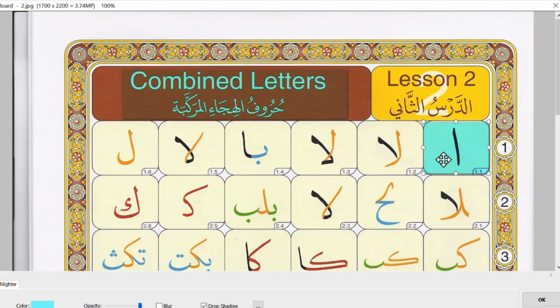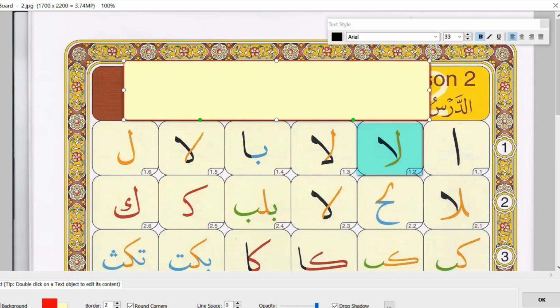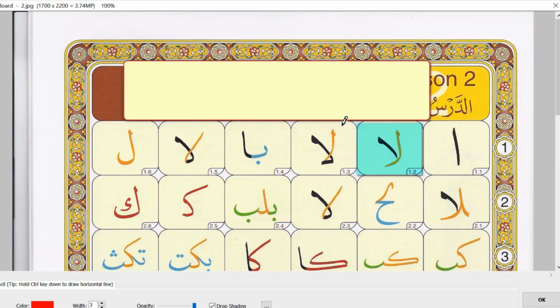And the first letter is Alif, and the next one is here Lam Alif. You can see here, I told you before, when a single letter connects with the next letter, they will not keep the same shape. Here is a Lam Alif, like two letters, and the first one is Lam, and the second one is Alif.